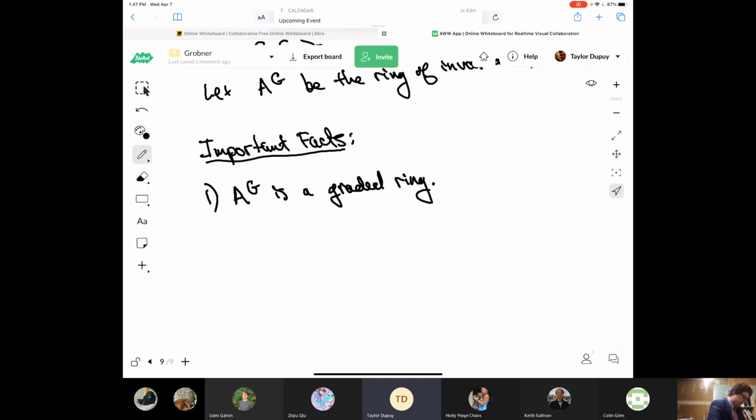Okay, so AG is a direct sum from i equal to 0 of these AG_i.